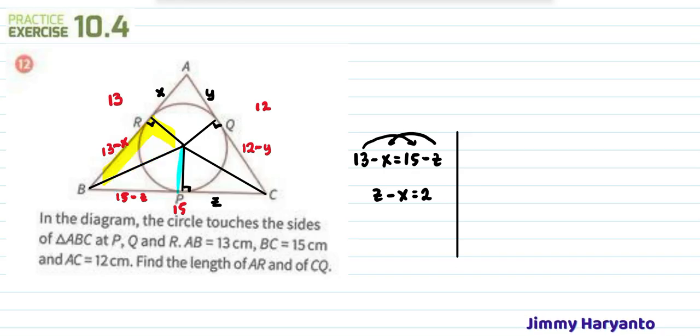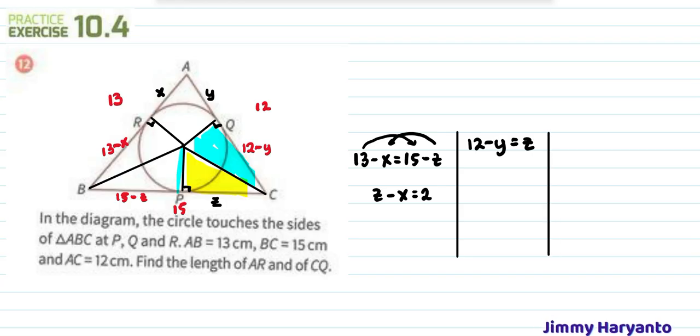So after you see the two triangles on the left, let's see these triangles. These triangles are also the same. That means 12 minus y will be equal to z. Okay, we already have z from this one, just leave it like that. And then the last one will be this one. This triangle and this triangle will also be the same. That means x equals y.